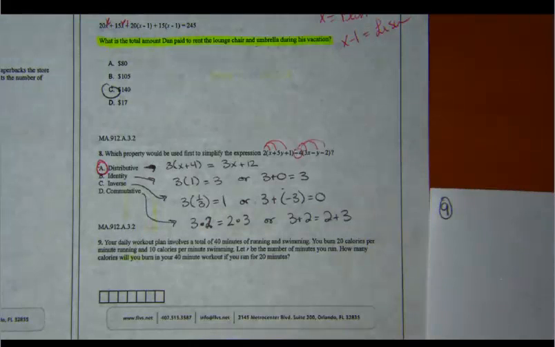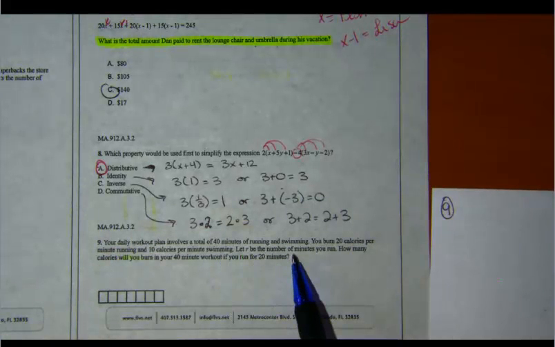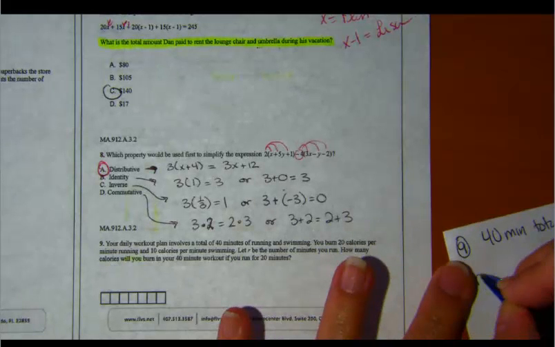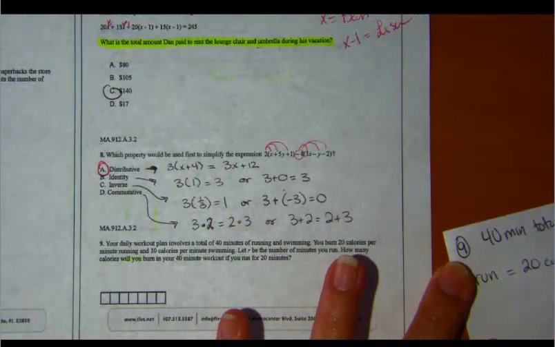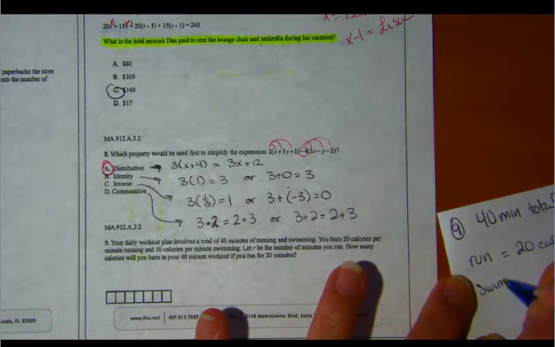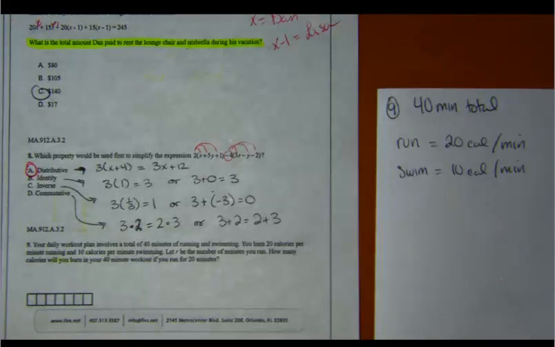Okay, so you don't even actually have to set up algebra for this one. Just to make things easier, I wouldn't, unless they ask you what is the equation, which they didn't. So your daily workout plan is 40 minutes of running and swimming. Okay, so 40 minutes total. Okay, 20 calories per minute running. And 10 calories per minute swimming. Okay, that's how much we're burning.